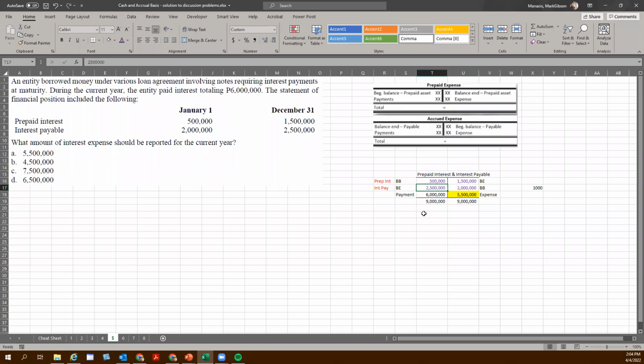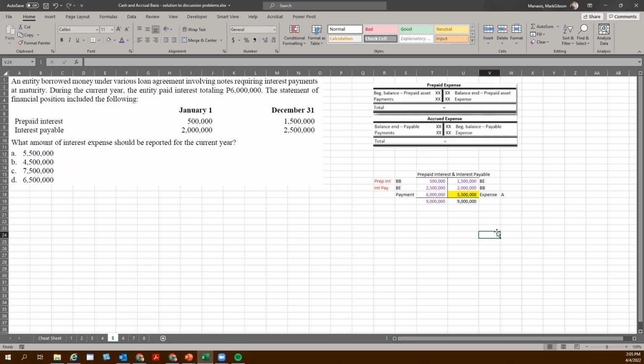Okay. So what are the transactions affecting these accounts? No? So we have payment given naman, that's 6 million. So that will give us 9 million in total. So 9 million, squeeze in ngayon natin yung expense side. So that would be 9 million less 1,500,000 less 2 million. So that's 5,500,000. So the answer is letter A.